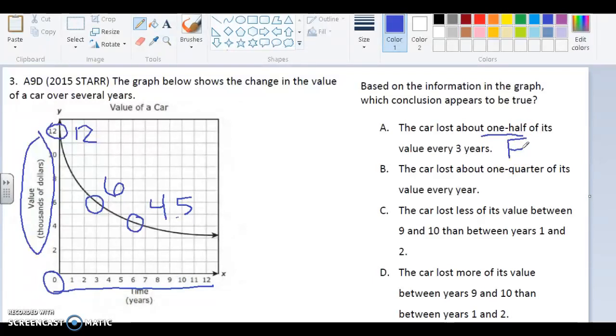And then you would want to make sure that you continue in that same fashion for the rest of the answer choices. If you're looking at letter B, it says the car lost about 1/4. Remember, 1/4 means that it lost about 1/4 of its value every year. So you'll want to make sure you're comparing, again, just every year instead of 3 years like in letter A, and you're looking at it to see if it lost about 1/4 of its value.